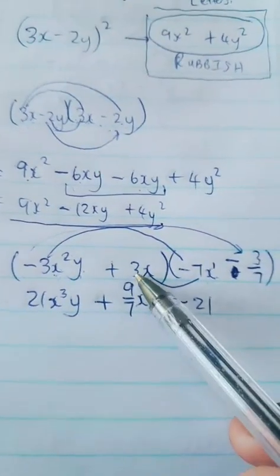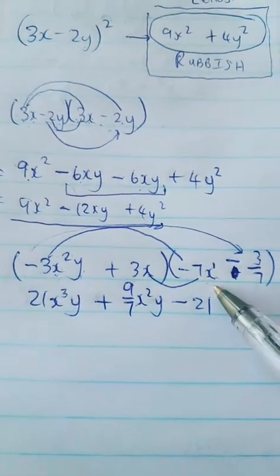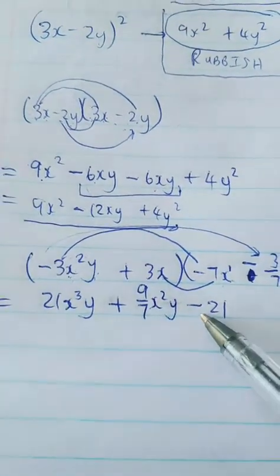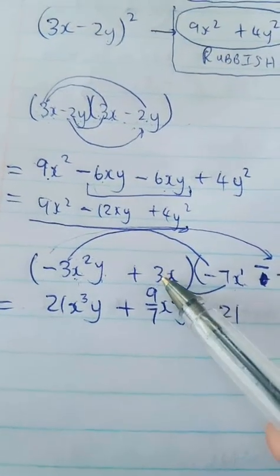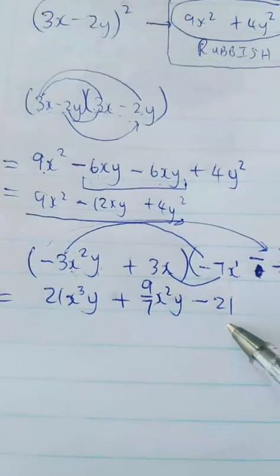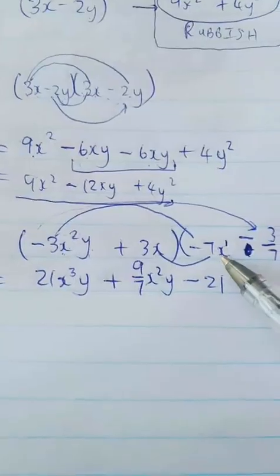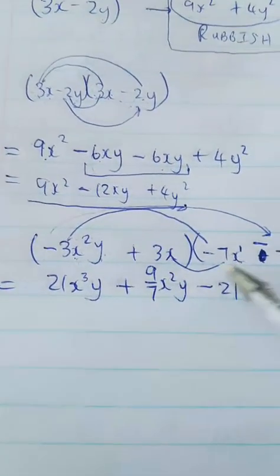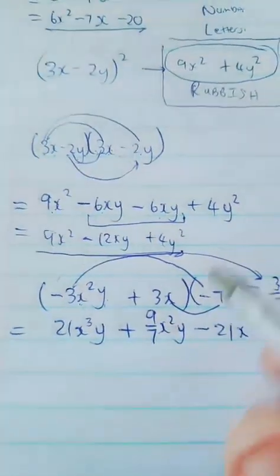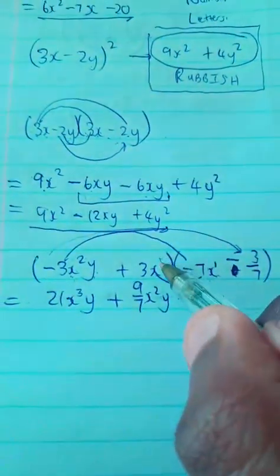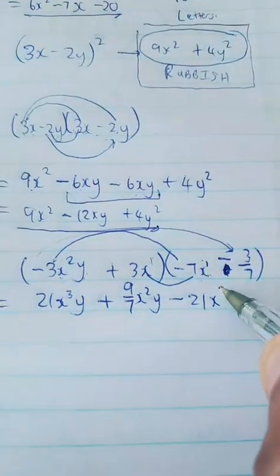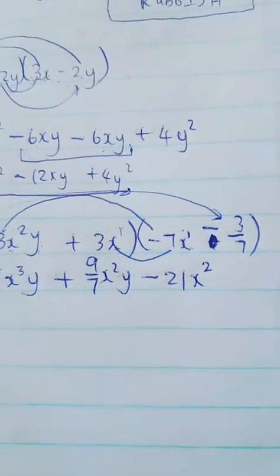Okay, so we multiplied 3x times negative 7x. So positive times a negative is negative. That's the sign. Then we move on to the number: 3 times 7, 21. Then x times x. Keep the base x. What do we do to the exponents? We add them. This is 1, this is 1, so 1 plus 1 gives us exponent 2.